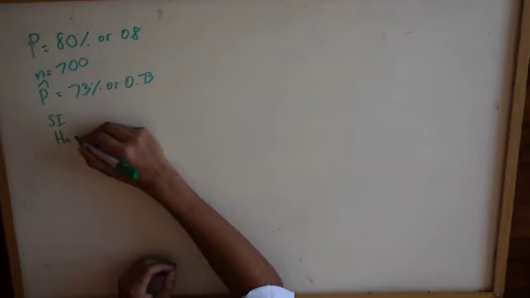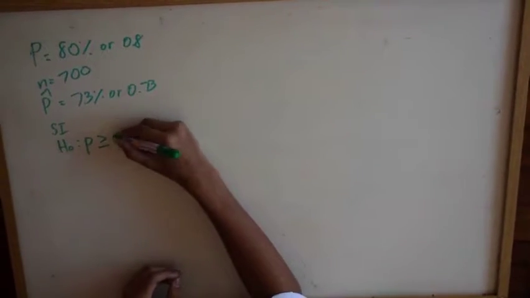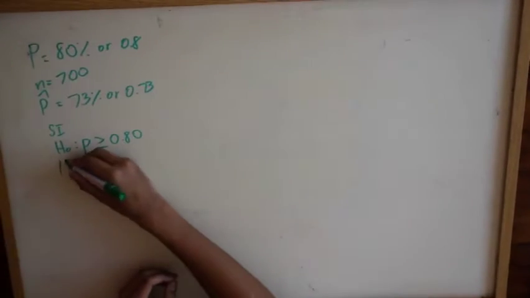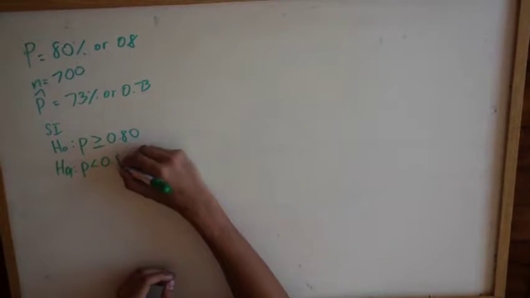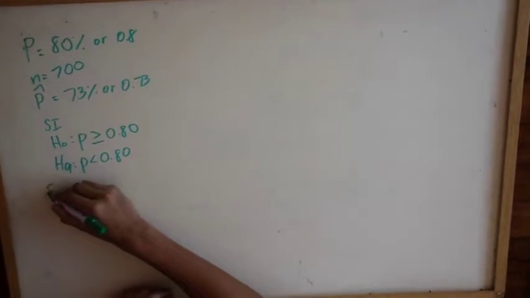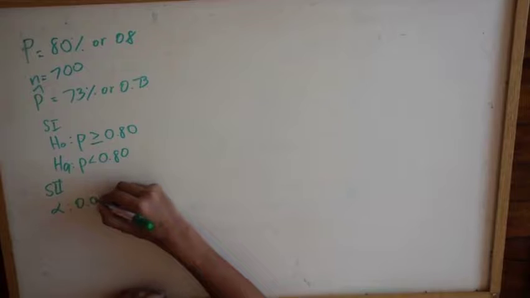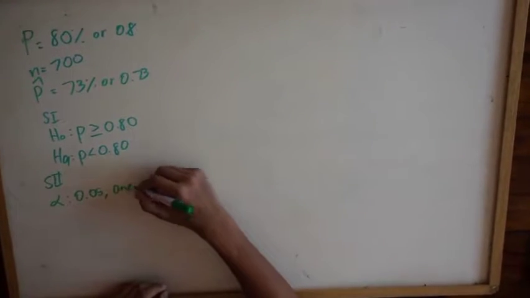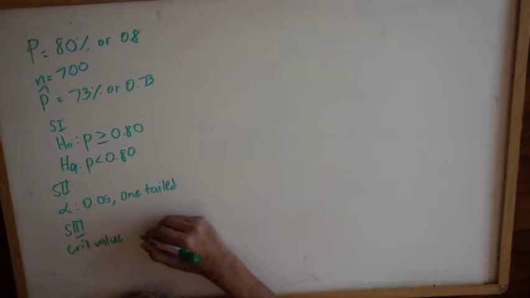We write down the null hypothesis and alternative hypothesis. Null hypothesis being H0, which is P is greater than or equal to 0.8. In the alternative hypothesis HA, P is less than 0.80. Then we proceed to the second step, wherein the alpha value is set at 0.05 level of significance. This test is a one-tailed test because it uses greater than or less than. Third step, we determine the critical values. Critical value is at negative 1.645.